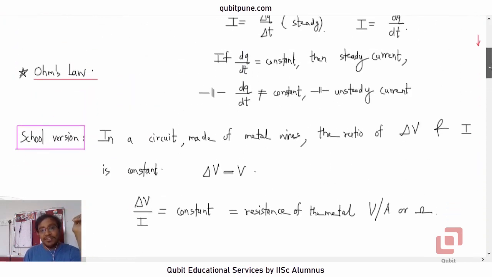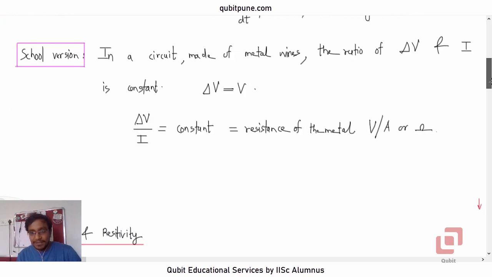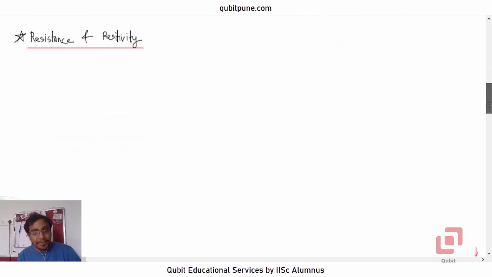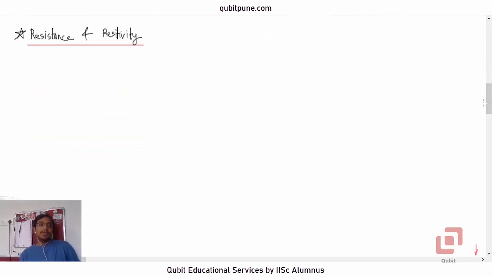Delta V is the potential difference between the two locations. It is change in potential difference, but we often drop delta and just say V. So when we say V equal to IR, anyways we are always interested in potential difference, right? Even when we had defined potential or potential energy, we are interested in that. Okay, then let's talk about resistance and resistivity.